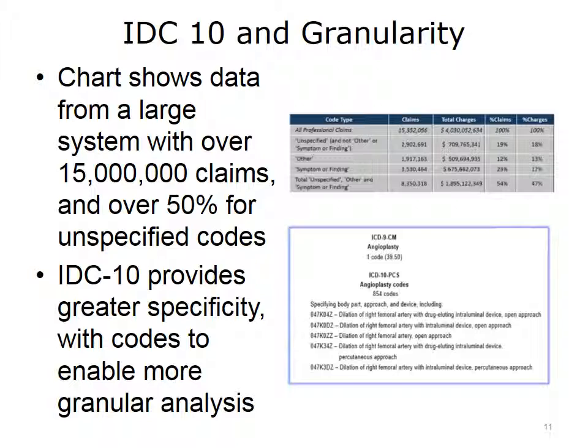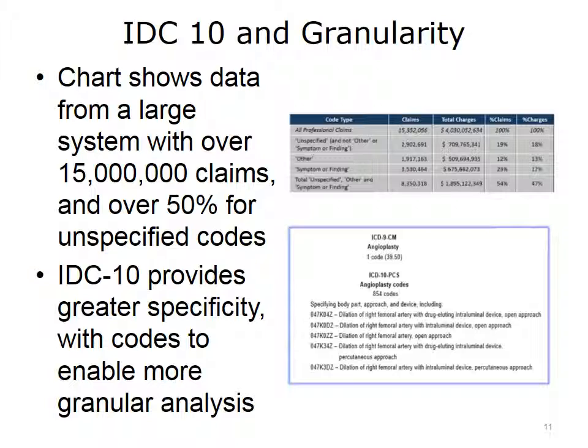The first chart shows that from an analysis of over 15 million claims in one insurance company's system, 50% came in with very general, non-specific codes. Building a learning health system that allows for an understanding of the severity of disease, the types of disease present, and what procedures, medicines, or practices actually help resolve those diseases requires specificity. ICD-10 provides this level of granularity. The second chart shows the old ICD-9 code for angioplasty, or doing a heart procedure to clear out a clot.